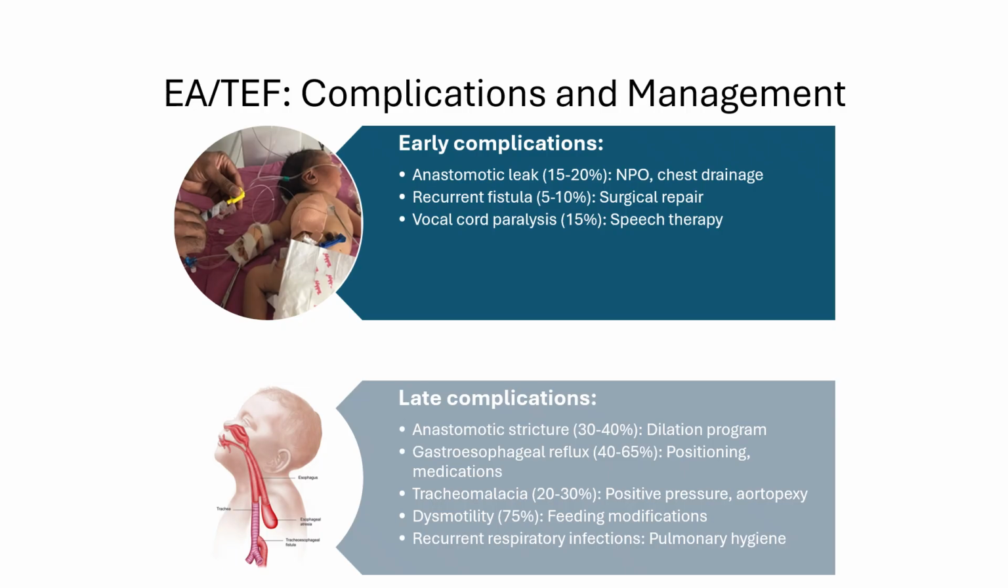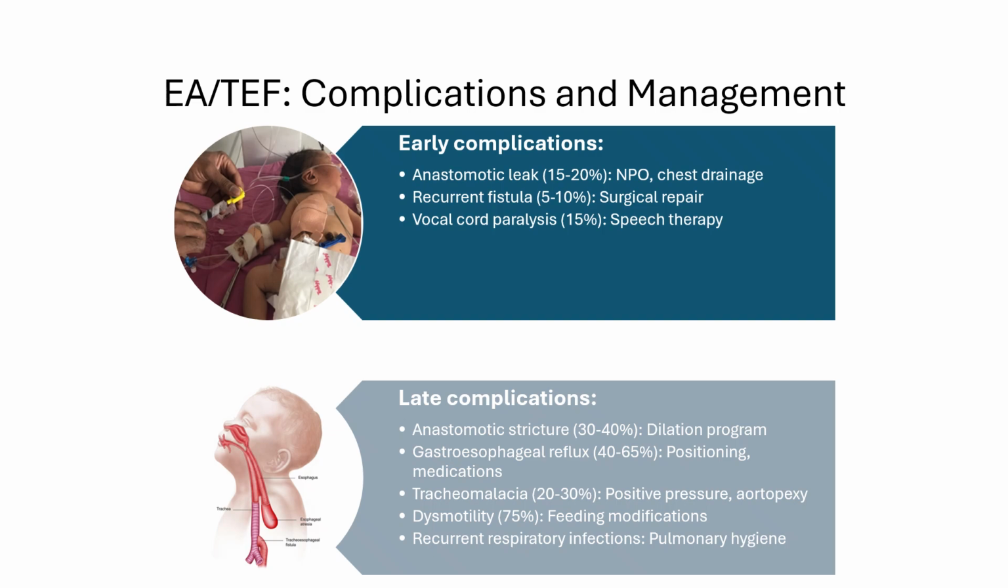Here's what's truly challenging. 75% develop dysmotility because the repaired esophagus never functions normally. The native peristalsis is permanently damaged. Gastroesophageal reflux affects 40 to 65% for the same reason. The esophagus can't clear acid effectively.